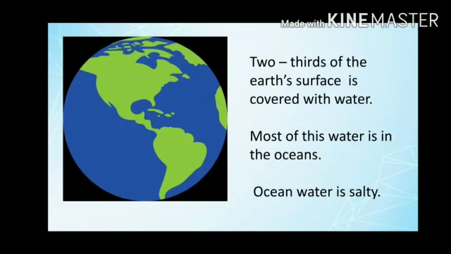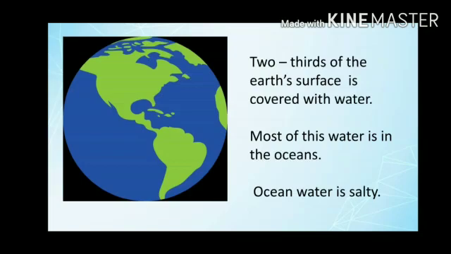Now look at the picture. This is the picture of the Earth. In the picture, we can see two thirds of the Earth's surface is covered with water. That is, a large part of the Earth is covered with water, and only one third of the Earth is covered by land. Now most of this water is in the oceans and seas.